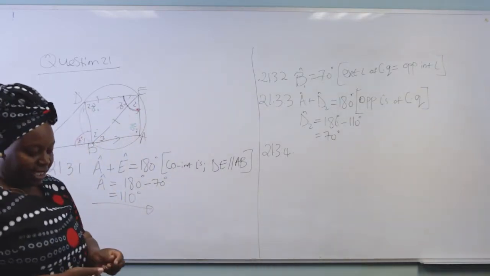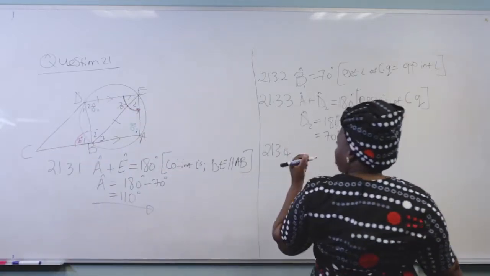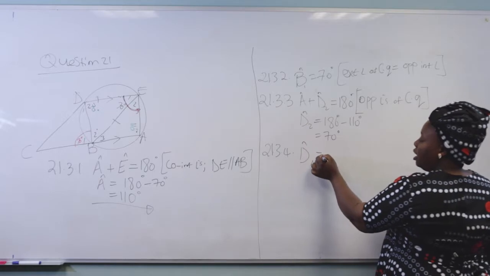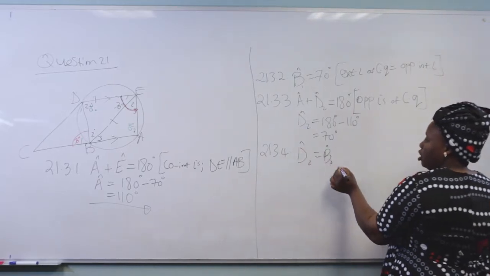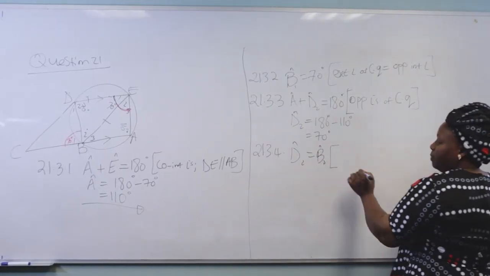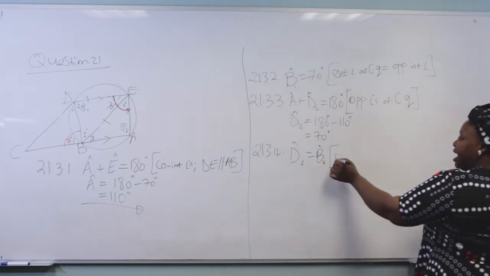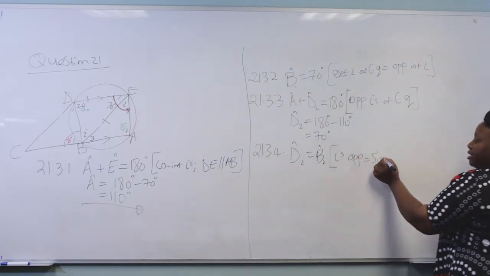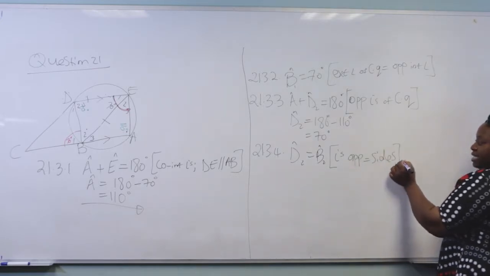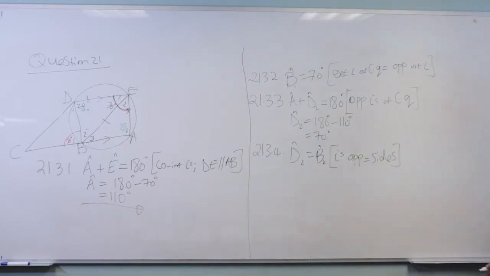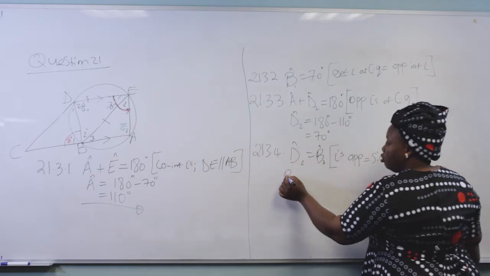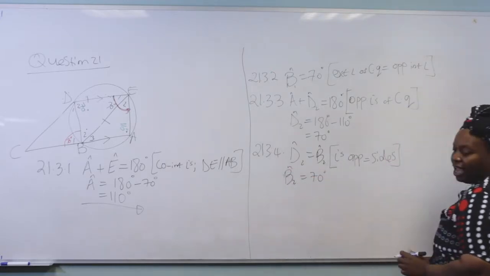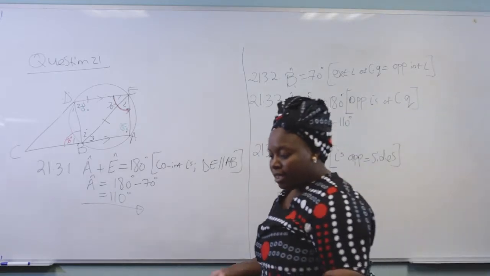Now, how do we write that in terms of maths? We are going to say D2 equals B2, and the reason will be these are the angles that are opposite equal sides. Remember the sides that are given to be equal. So then B2 is also going to be equal to 70 degrees. How nice. This is simple and straightforward.